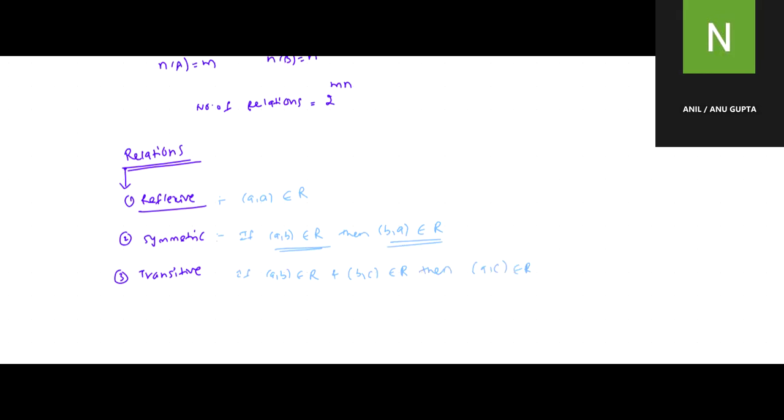ओके, ये ट्रांसिटिव के बारे में समझ में आया. लाइक लेट्स टेक 1 कामा 2, यहाँ पे 2 कामा 3. अगर ये दो हैं तो थर्ड वाला a कामा c भी रहना चाहिए. 1 कामा 3, यस, 1 कामा 3 भी रहना चाहिए. ओके, आपको एक सिंपल एग्जाम्पल देके मैं एक्सप्लेन करता हूँ.